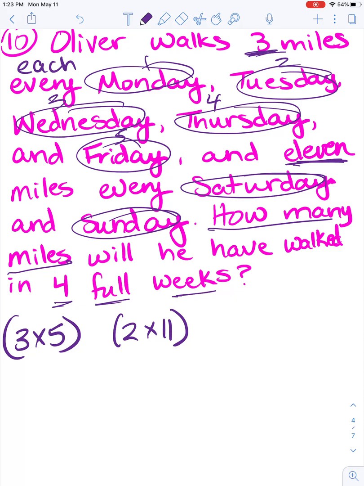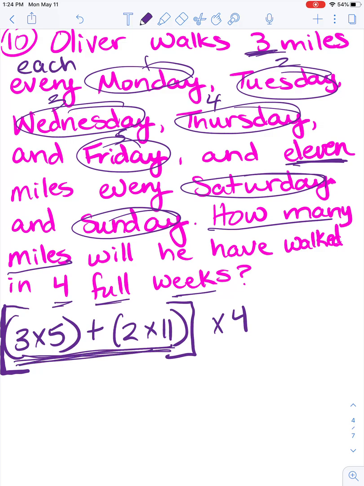But he does this for 4 weeks. So what we're going to have to do is find out 1 week's worth, and then take that number times 4 weeks. So I'm going to go like this. This means another group of parentheses. So that means all of this in here where I'm underlining has to be done before we say times 4.